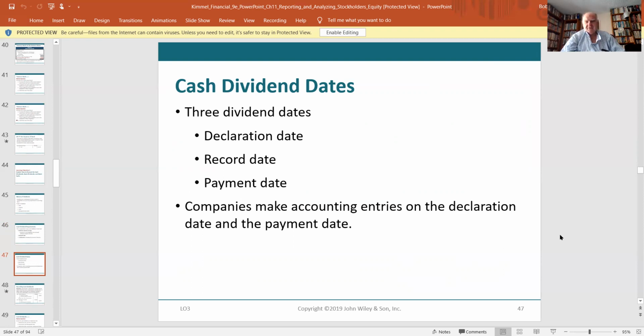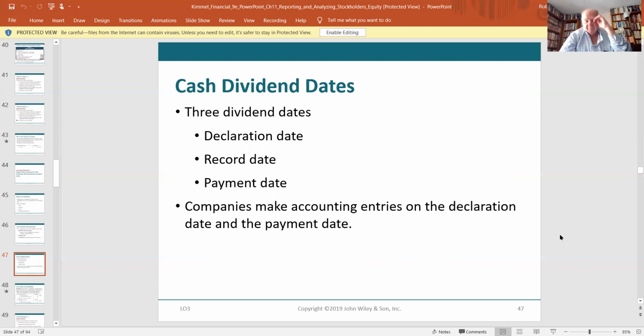Cash dividend dates. We need to understand these three dates. They all have a significant role in recording a dividend. A cash dividend, the declaration date. Companies do not have to give out dividends. They're not required to. Not even to the preferred holders do they get a dividend.